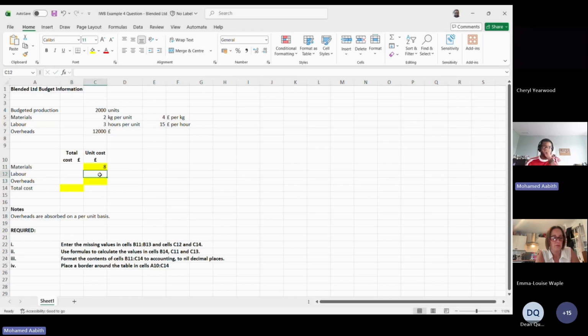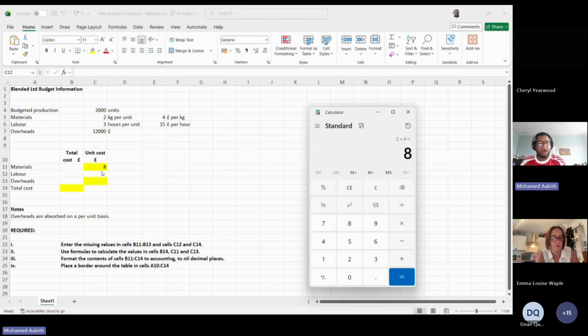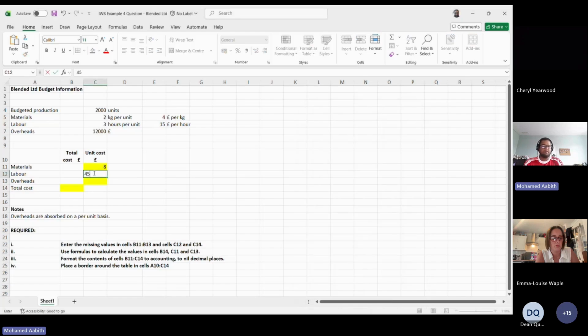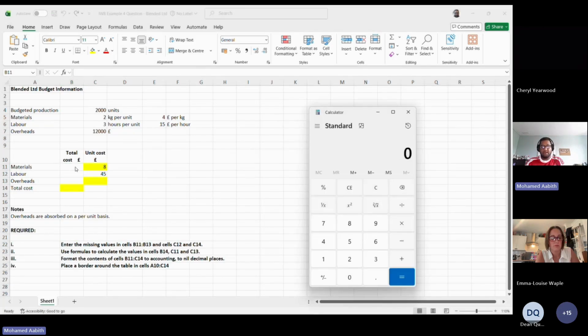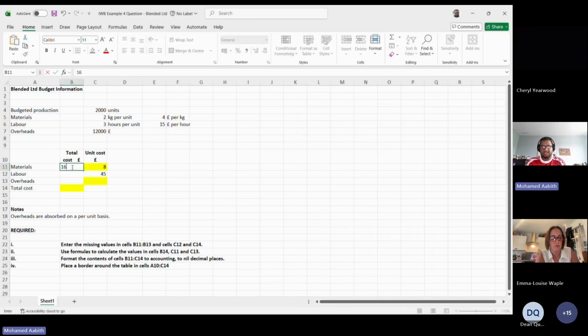So let's do this one for the labor. Per unit labor, how much is it going to cost me? It's going to be 3 times 15. That is 45 pounds. Let's fill out 45 pounds, because here they ask you to enter the missing values. So we've done the missing value now. And what is the total material cost? If I say here, 2,000 units times £8 per unit, it's going to be 16,000 pounds.